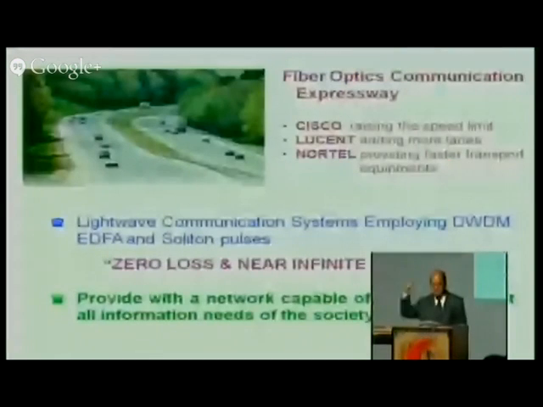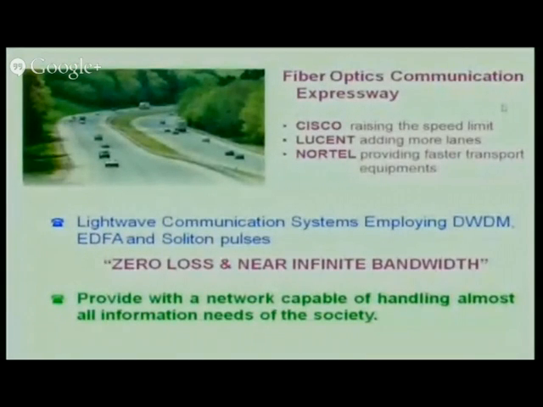So optical communication provides an express way. It is a national highway, where parallel traffic can move. So here a number of wavelengths can move. Different companies are providing all the limits. So a lightwave communication system deploying DWDM, EDFA and soliton pulses can provide zero loss and infinite bandwidth. It is a huge bandwidth provided by optical fiber, and it can provide a network capable of handling almost all information needs of society.